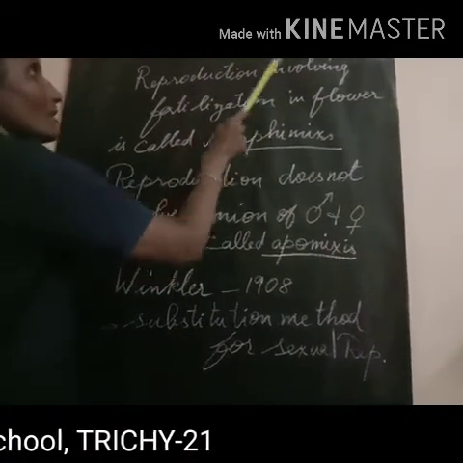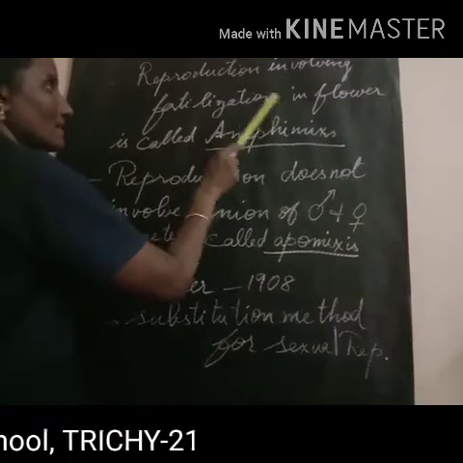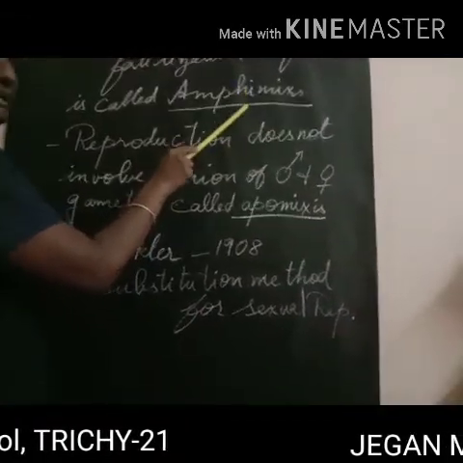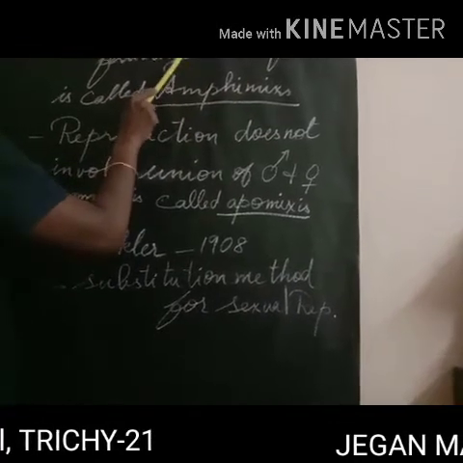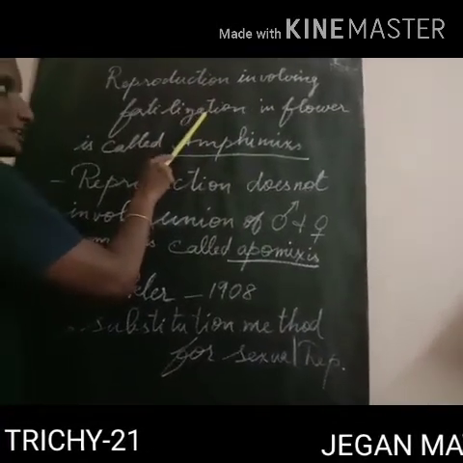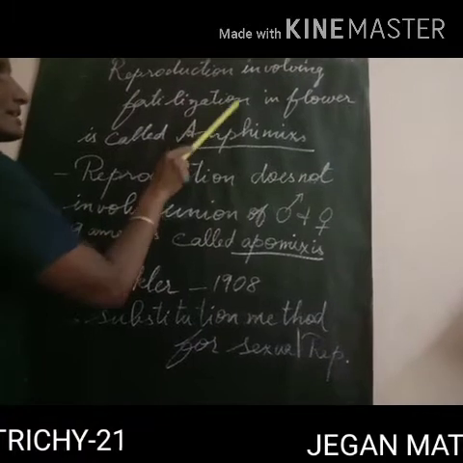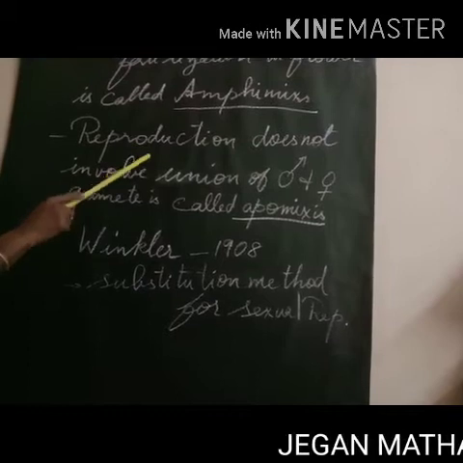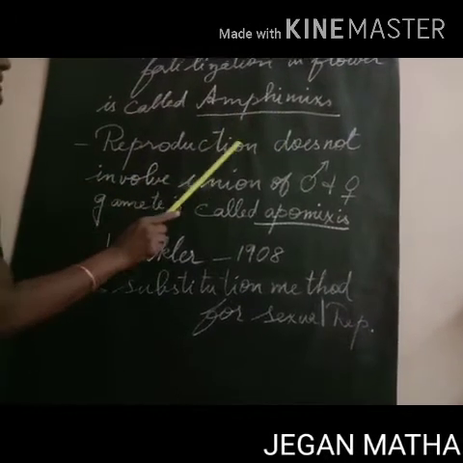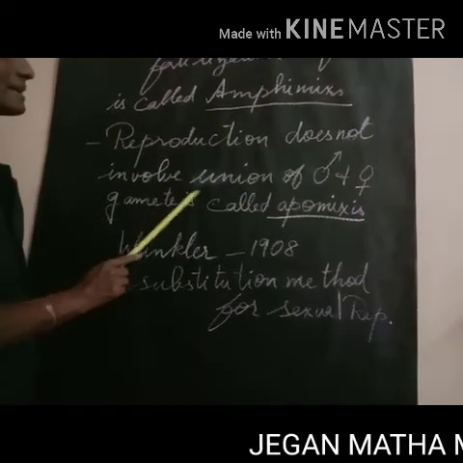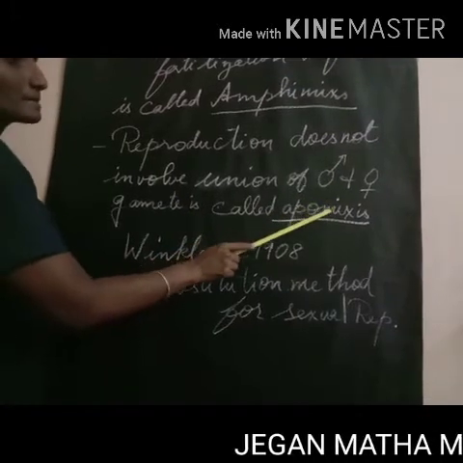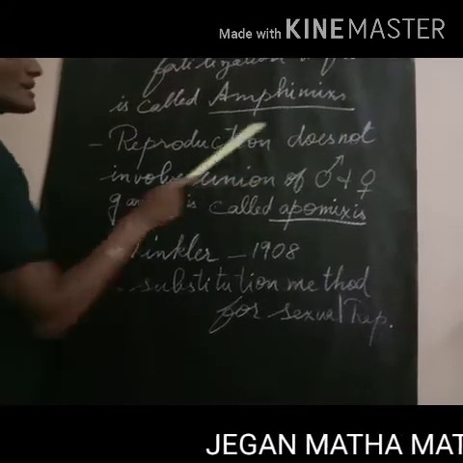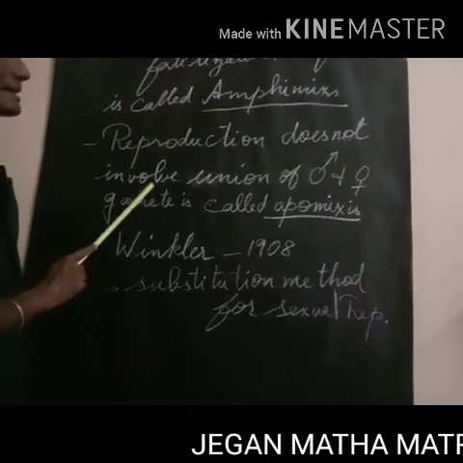Reproduction involving fertilization of a flower is called amphimix. If the flower is involved in fertilization, that is the union of a male and female gamete, then it is called amphimix. If the reproduction does not involve the union of male and female gamete, then it is called apomix. Apomix means the reproduction does not involve the union of the gamete.